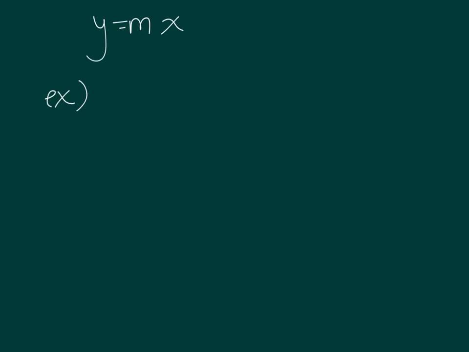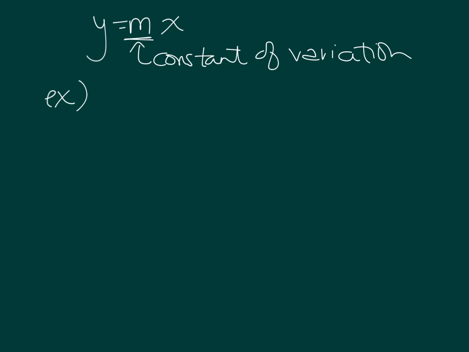So we know the equation is always y equals mx, and b, the y-intercept, is always 0. This right here is called the constant. There's different names of it, but you'll see it as constant of variation. Okay, it's the ratio that we keep multiplying. And I'll show you an example.